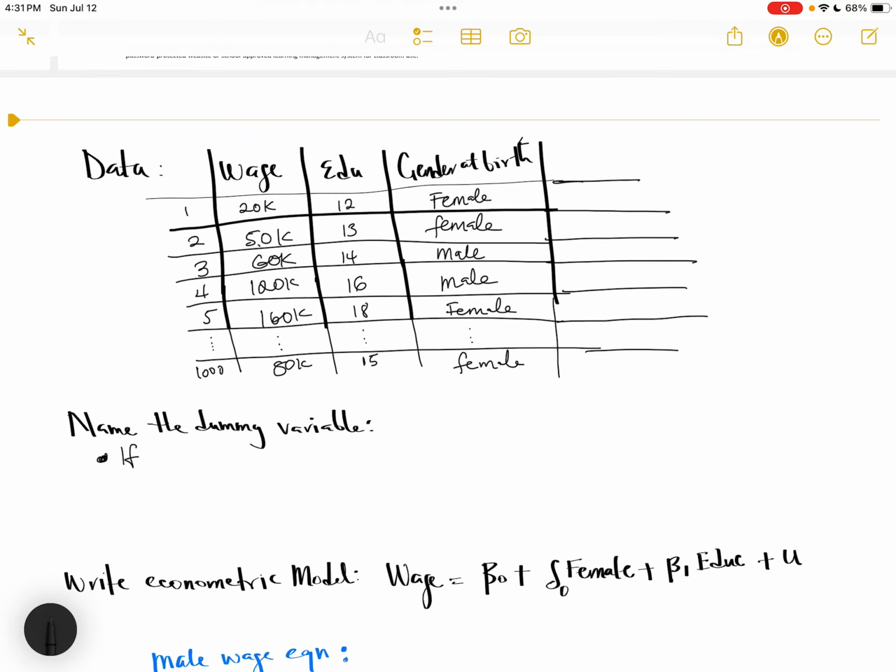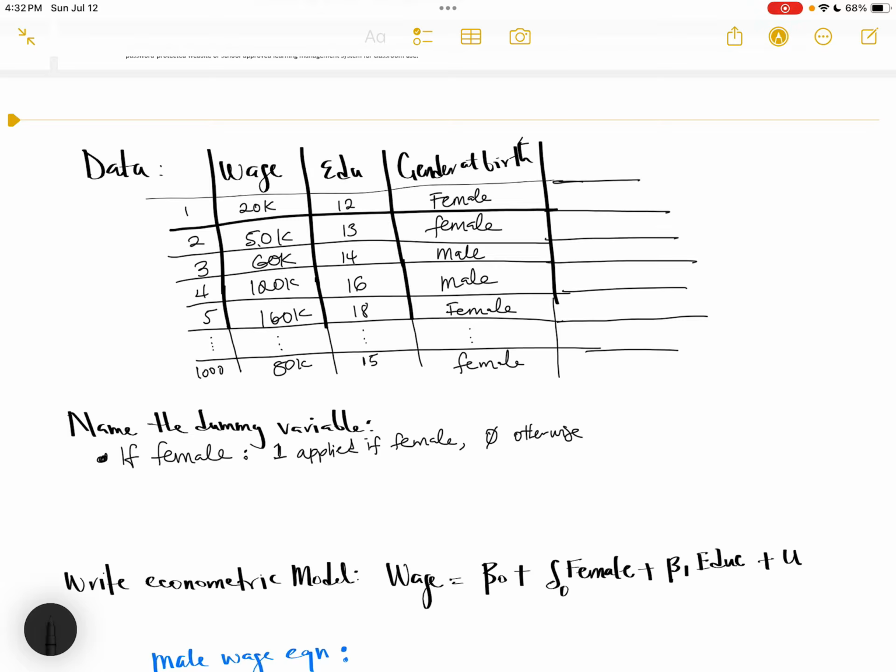And so if I name my dummy variable female, it is obvious that female took the 1, right? 1 applied if female, 0 otherwise.